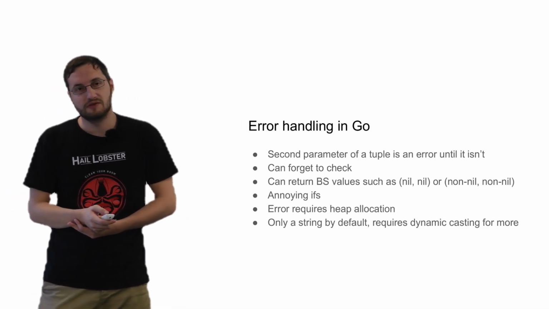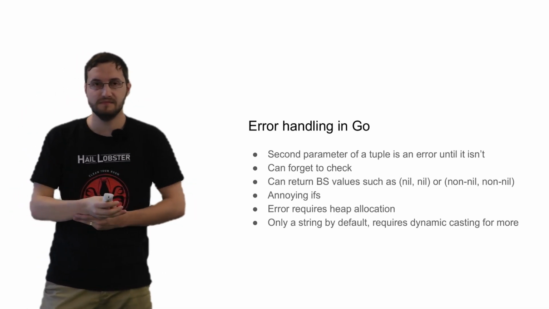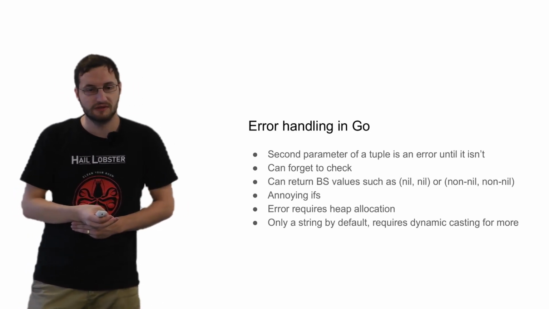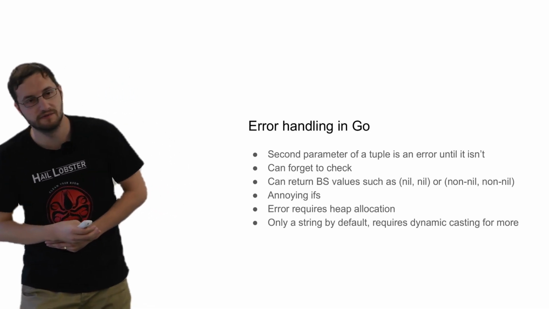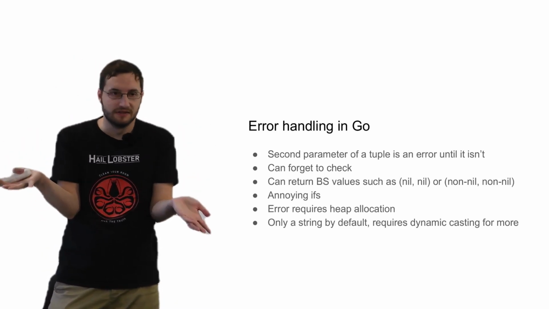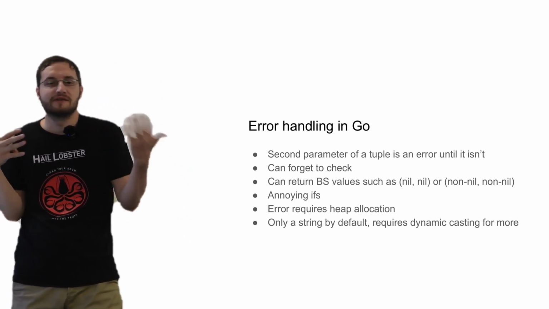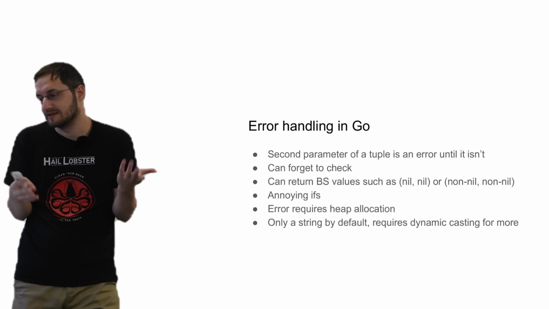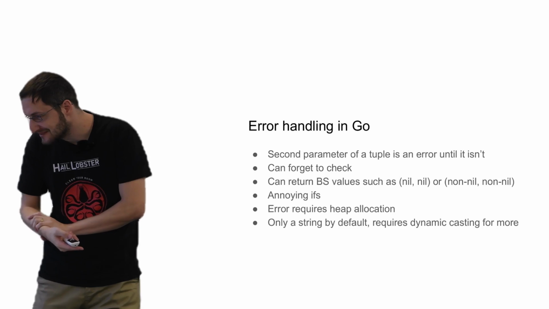Similar to C, it also requires you to do if statements all the time, which is again annoying and error prone. You could possibly forget to check the error, and you could possibly return a nonsensical value from the function, such as both parts of the tuple being nil or both parts of the tuple being set to something. So the function failed and succeeded at the same time, or the function didn't fail or didn't succeed at the same time. So it seems to be some sort of a quantum language, I would say.